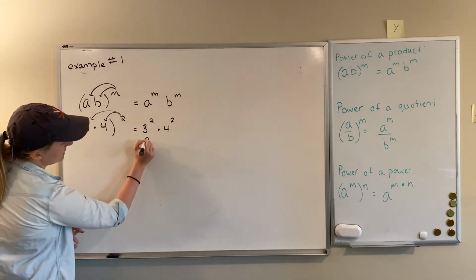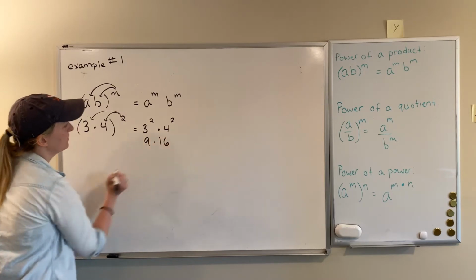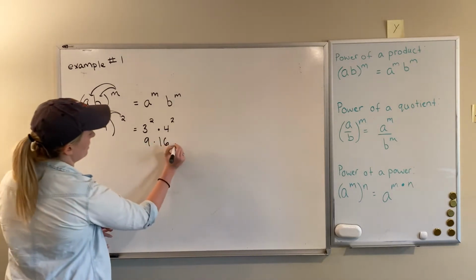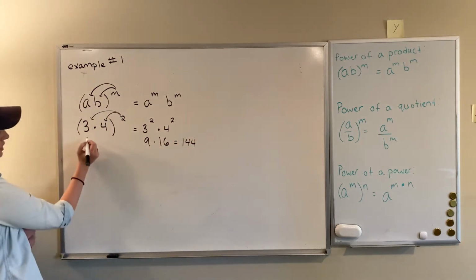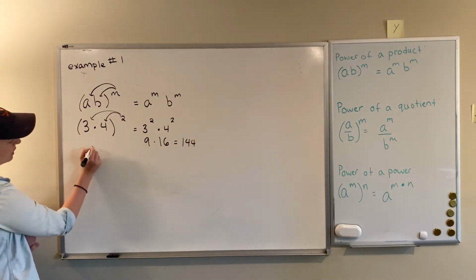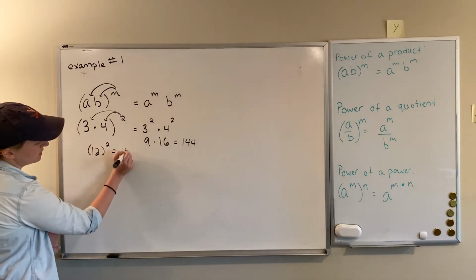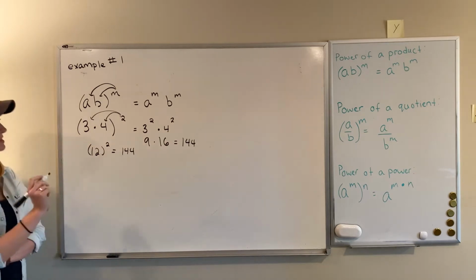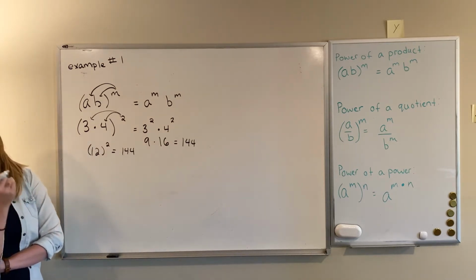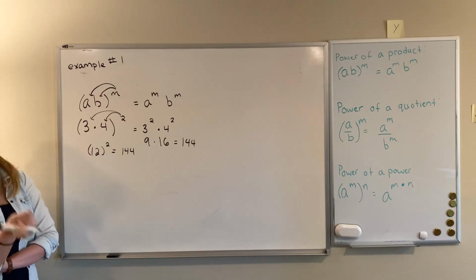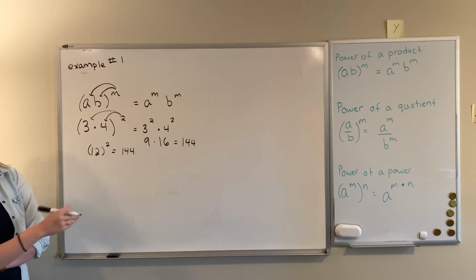3 squared is 9. 9 times 4 squared, which is 16, is equal to 144. Notice that if you had done 3 times 4, you would have gotten 12. 12 squared is also equal to 144. So our rule is, for the power of a product property, take your exponent on the outside and distribute it to everything being multiplied on the inside.